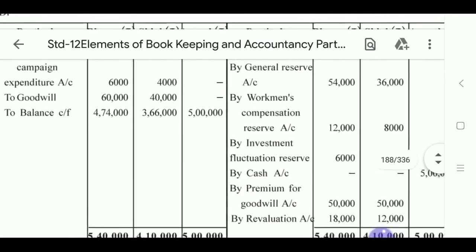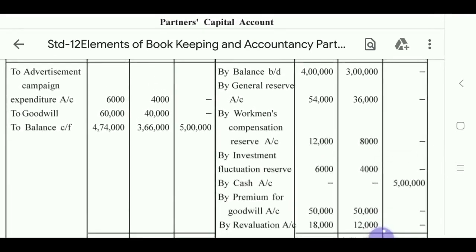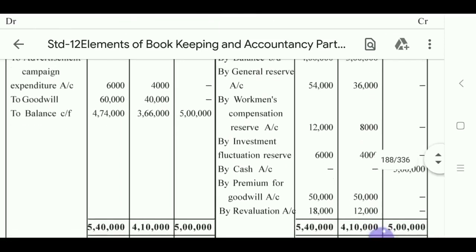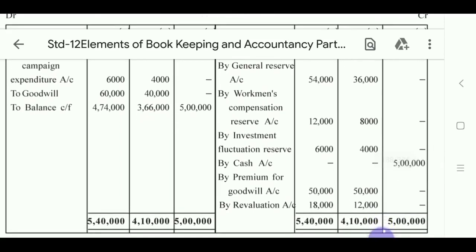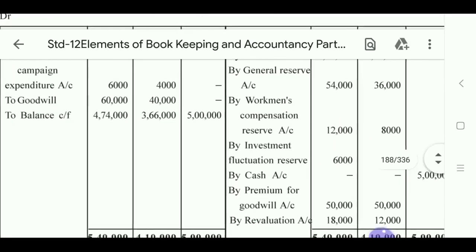5,40,000 minus 6,000 and 60,000. This is what? This is advertisement campaign expenditure. I guess I have not explained this. No worries. Let me just finish balancing this account and I'll explain this, how this has been distributed here. Please do not worry. I'll come back to this. Yes. So I was talking about the total 5,40,000 minus 6,000 and 60,000. This is about goodwill, the old value of goodwill which is written off among the partners. So what is the balancing figure?